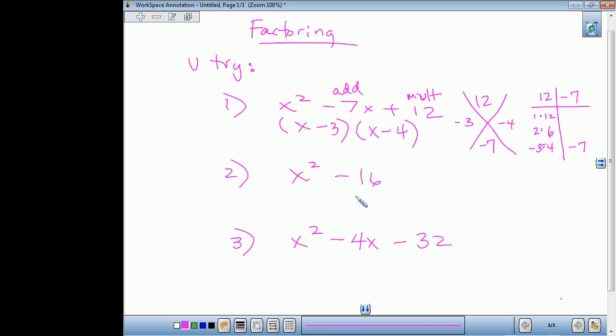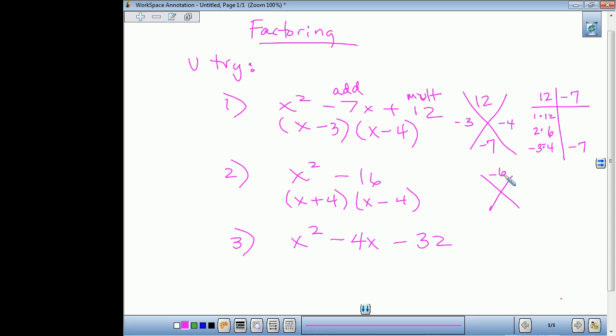All right, now the next one is a special one. This is a difference of squares. And some of you probably noticed that right off the bat, and you went, ooh, this one factors to the square root plus the square root times the square root minus the square root. But if you didn't, how do you do it?